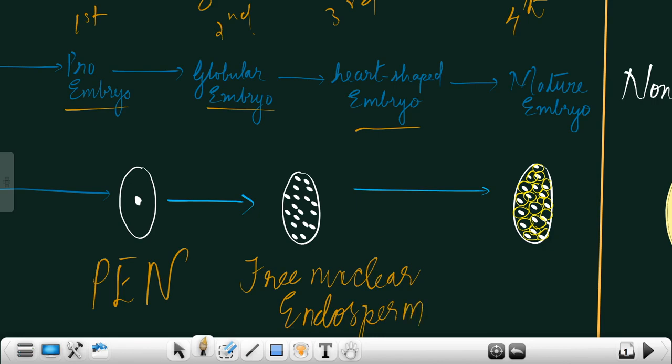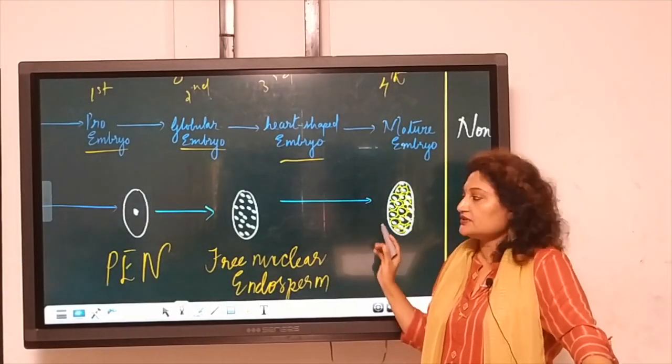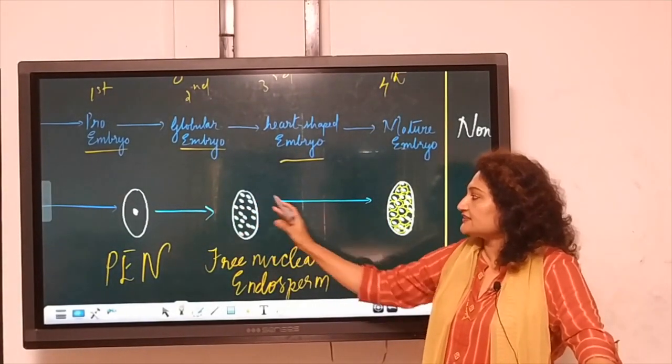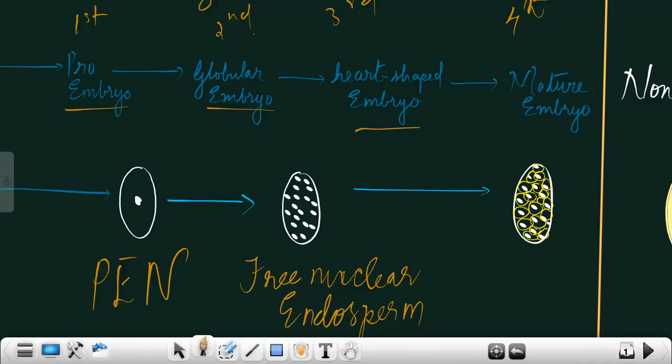So we have a multinucleated single cell. Next, you can see the third diagram. It is just the replica of the first and second, but the difference is that cell walls are laid. Look, the nuclei are there, a multinucleated structure, and cell walls are laid finally. And this structure is called the cellular endosperm.